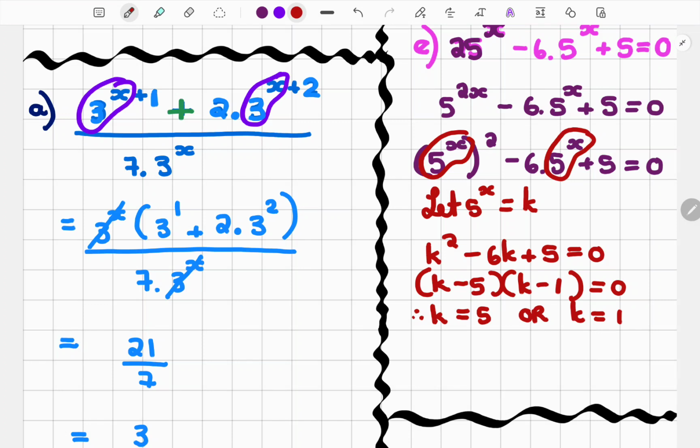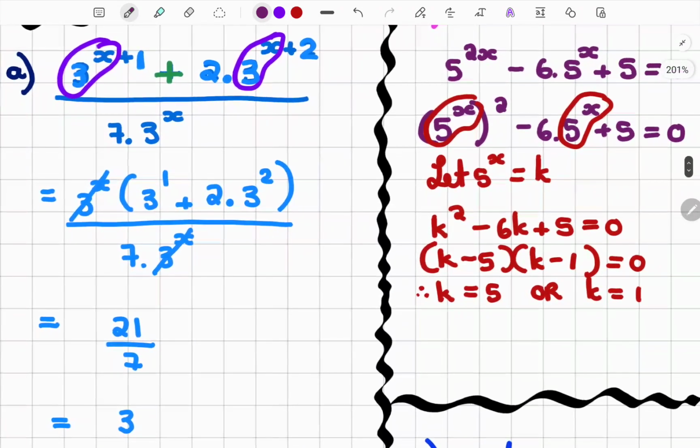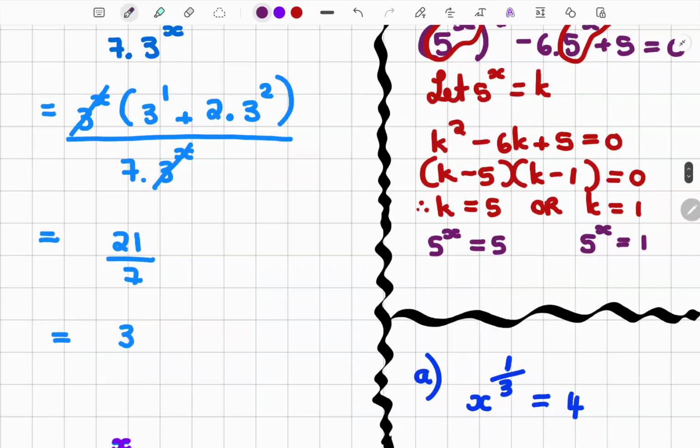Remember, if you've got two brackets equal to 0, both brackets are then separately equal to 0. Sorry. So now please remember that I need to go and change the k as a 5 to the power x again, and over here 5 to the power x is 1. All right, so not done yet. I need to solve for x.